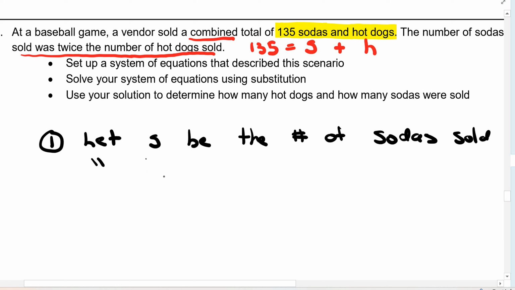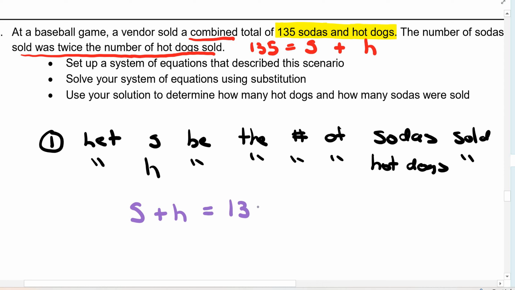And then we'll let H be the number of hot dogs sold. Okay, so your first equation, as mentioned, is S plus H combined. If we sell sodas and hot dogs for that day, we have 135 total sales, right? And then it says the number of sodas was twice the number of hot dogs sold, all right?